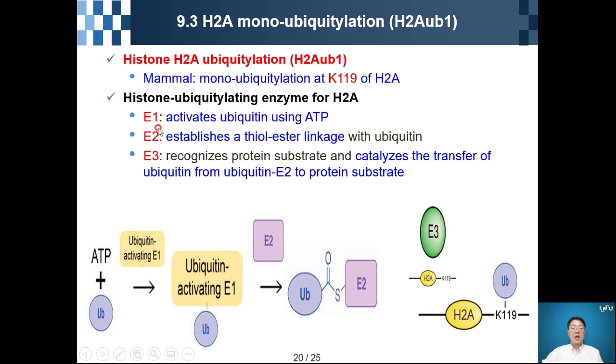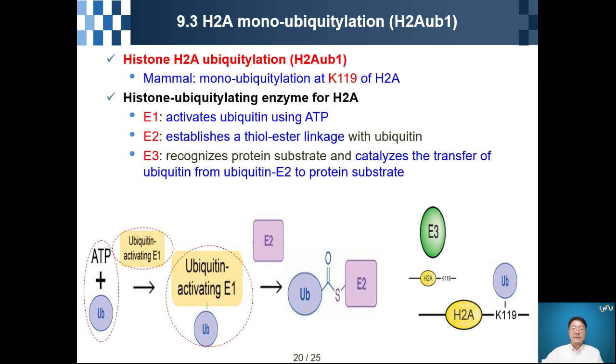I will also explain the histone ubiquitylation enzyme for H2A. The histone ubiquitylation enzyme for H2A is nearly similar to that for H2B, except for E3. Let me explain first. It is composed of E1, E2, and E3. First of all, E1 can activate ubiquitin using ATP. After that, they will make the ubiquitin-E1 complex.